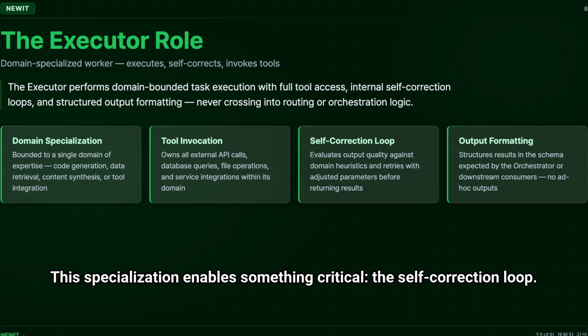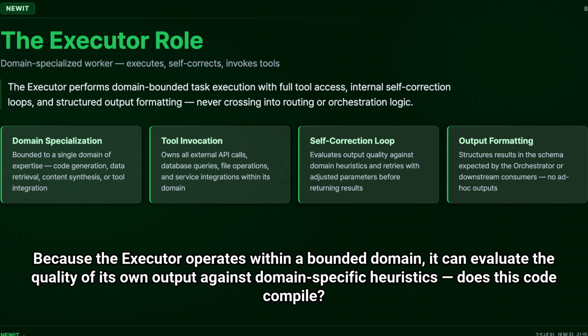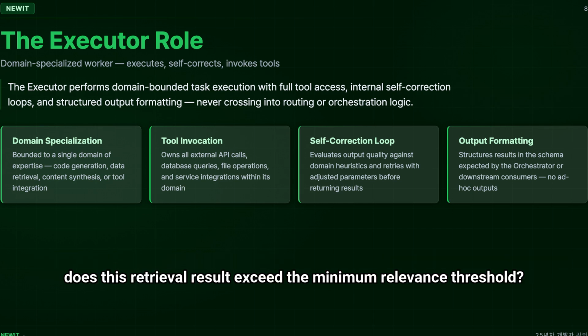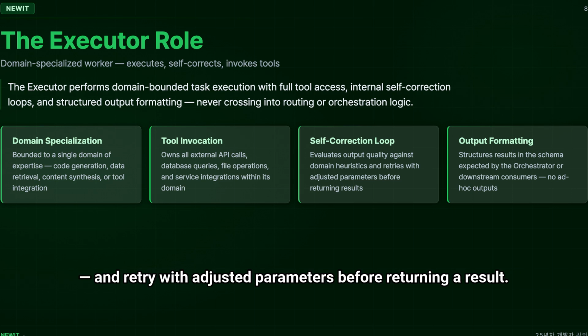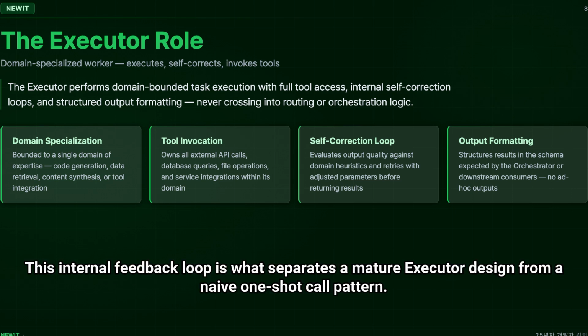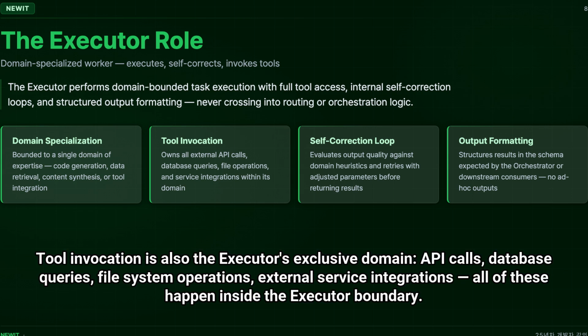This specialization enables something critical, the self-correction loop. Because the executor operates within a bounded domain, it can evaluate the quality of its own output against domain-specific heuristics. Does this code compile? Does this retrieval result exceed the minimum relevance threshold? And retry with adjusted parameters before returning a result. This internal feedback loop is what separates a mature executor design from a naive one-shot call pattern. Tool invocation is also the executor's exclusive domain. API calls, database queries, file system operations, external service integrations, all of these happen inside the executor boundary.